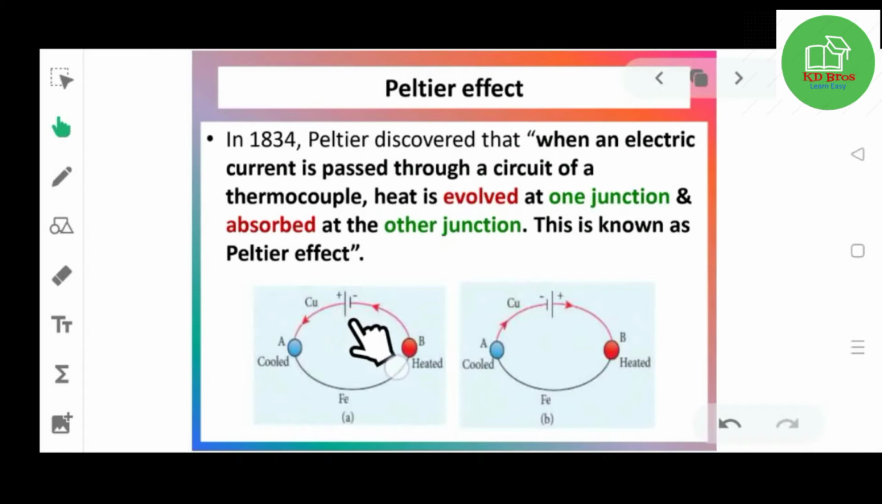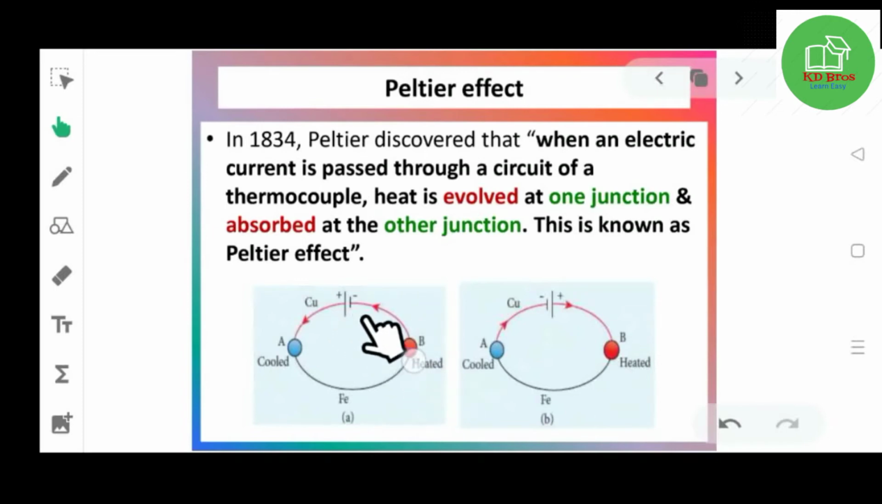By applying a potential, what happens? The current will be passed from the positive terminal to the negative terminal in anti-clockwise direction. So while passing through, when the current is passed from copper to iron, at the junction it will be a cold junction. The other side, the current will be passed from iron to copper, at that junction it becomes heated up, okay, a hot junction.